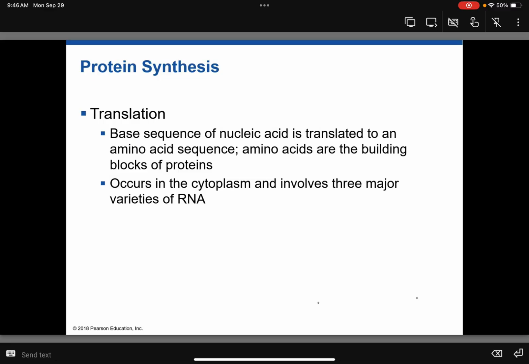Translation has a few more steps to it than what transcription does. So in translation, the base sequence of nucleic acid is translated to an amino acid sequence, and amino acids are the building blocks of proteins. And this will occur in the cytoplasm and involves those three major varieties of RNA. So tRNA, mRNA, rRNA.